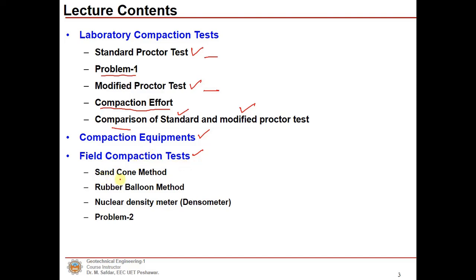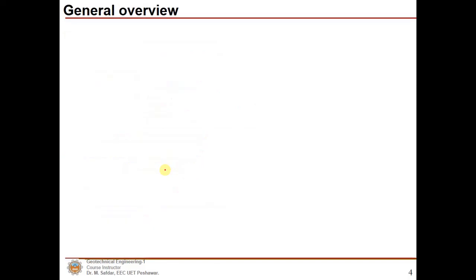So there are 3 methods which are used in the field. One is the sand cone method, which is predominantly used, and the rubber balloon method. The nuclear density meter method is also currently used in the field. We will solve a problem 2 which is related to the sand cone method.